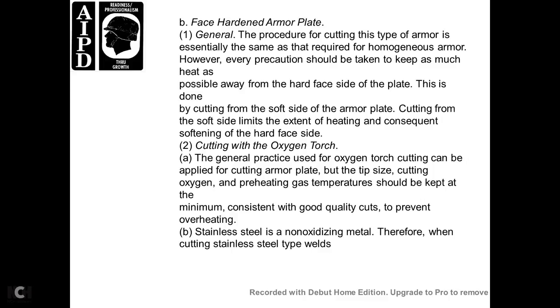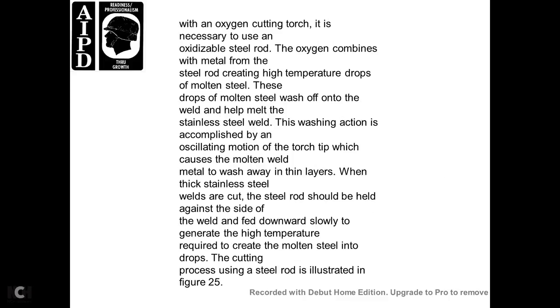Therefore, when cutting stainless steel welds with the oxygen cutting torch, it is necessary to use an oxidizing steel rod. The oxygen combines with the metal of the steel rod, creating high temperature drops of molten steel. The drops of molten steel wash out onto the weld to help cut the stainless steel weld. The washing action is accomplished with a weaving motion of the torch tip, causing the molten metal to wash away the liners. The steel rod should be held against the side of the weld and drawn downward slowly to generate the high temperature created with the molten steel. The drop and cutting process using the steel rod is illustrated in Figure 25.